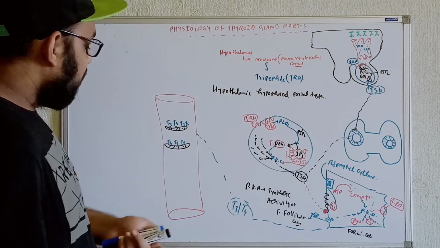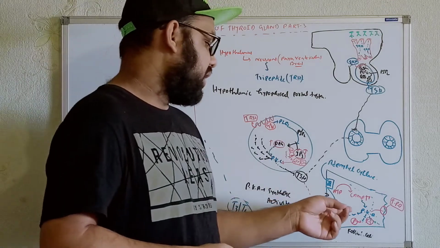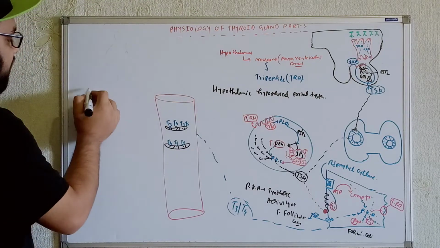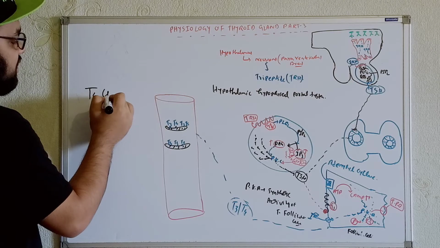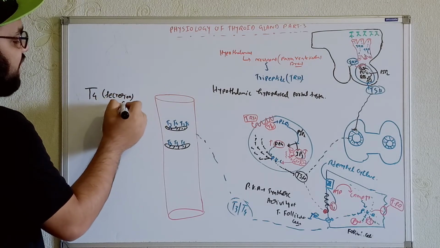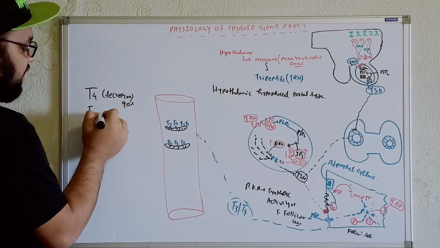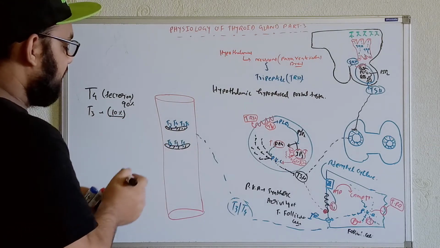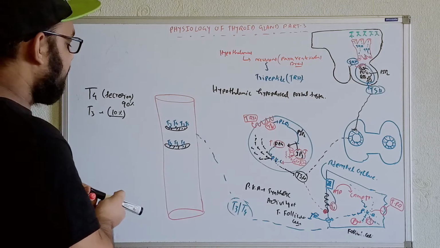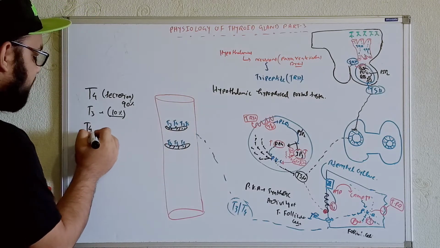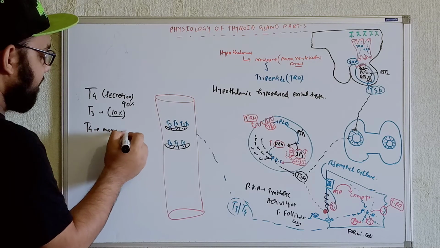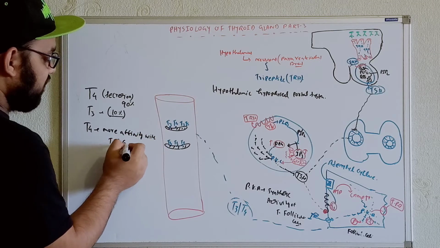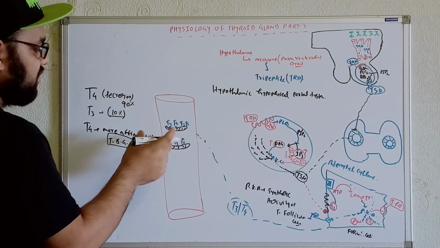Now, from the thyroid follicular cells or the thyroid gland, if we look at the secretion amounts, T4 is secreted more, for example around 90%, and T3 around 10%. Since we get more T4 within the circulation, this T4 has more affinity with thyroid binding globulin protein, so it will be less functional.